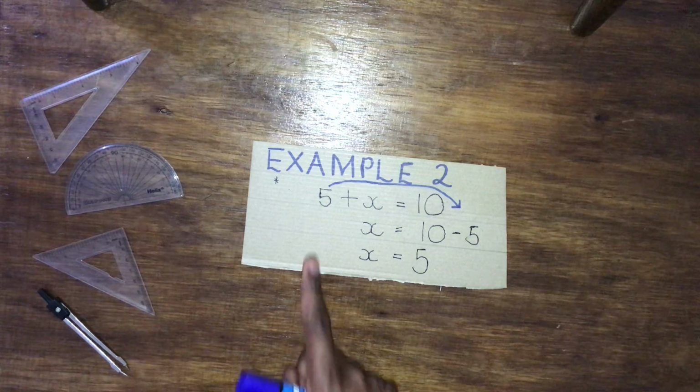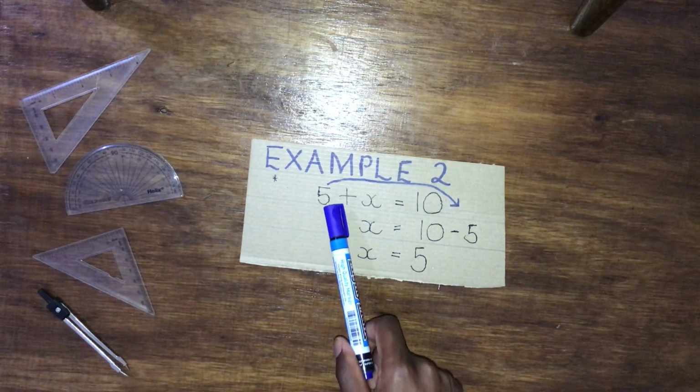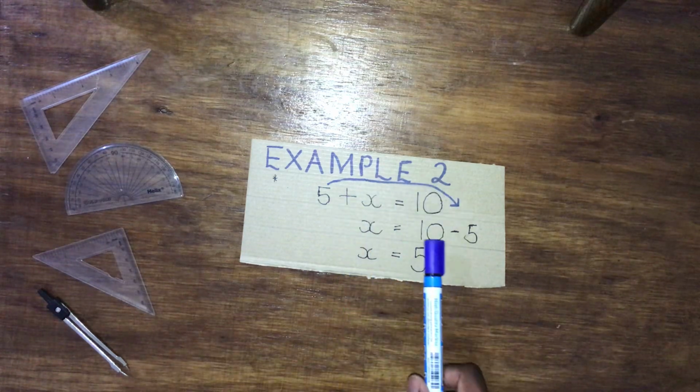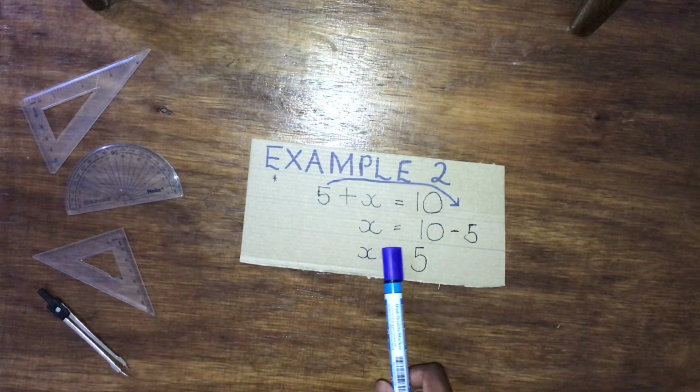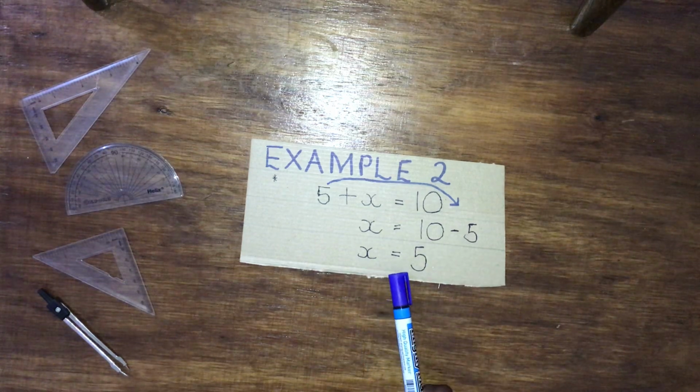But here, our 5 is positive as there is nothing behind it. So when we move it to the other side, it becomes negative, giving us x is equal to 10 minus 5, which gives us x is equal to 5.